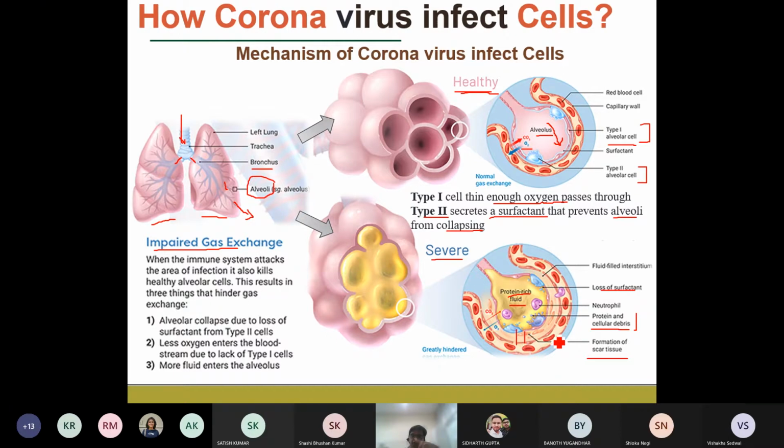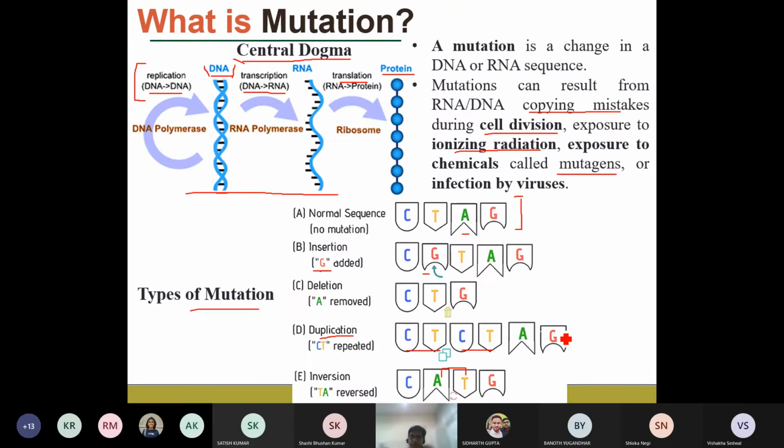So it's like a wall being formed between the blood cells and the alveoli, which contain the oxygen-rich environment. Because of that, the oxygen cannot pass from the air sacs to the blood vessels, and that is why we have respiratory problems when the virus infects us.